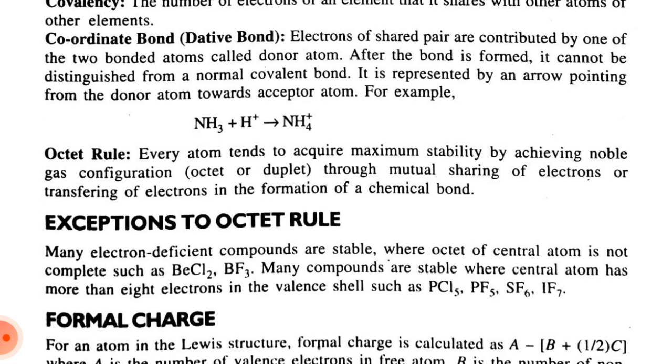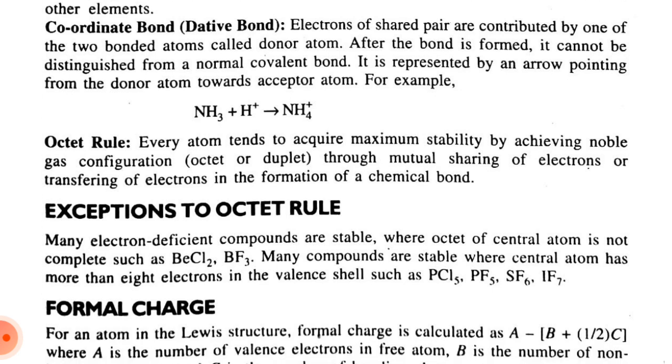Coordinate bond, dative bond. Electrons of the shared pair are contributed by one of the two bonded atoms, called the donor atom. After the bond is formed, it cannot be distinguished from a normal covalent bond. It is represented by an arrow pointing from the donor atom towards the acceptor atom. For example, NH3 plus H+ gives ammonia NH4+.